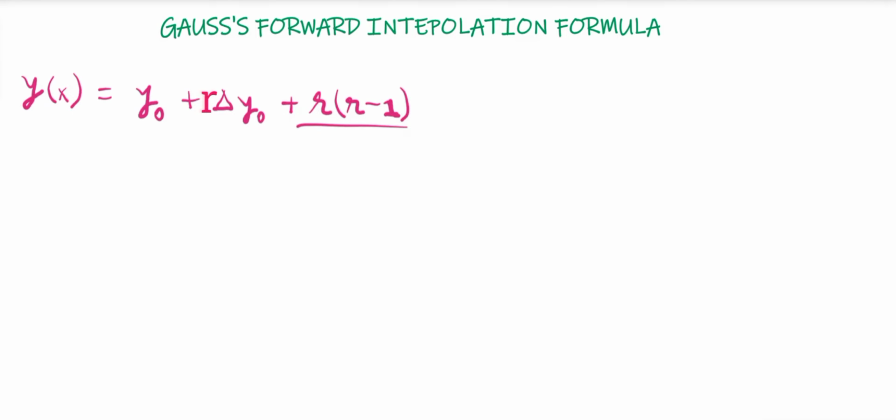So the Gauss forward interpolation formula is y of x equal to y naught plus r into delta y naught plus r into r minus 1 upon 2 factorial into delta square y minus 1 plus r plus 1 into r into r minus 1 upon 3 factorial into delta cube y minus 1.